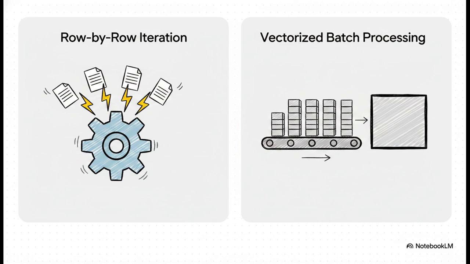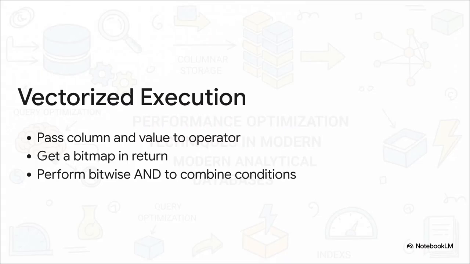By processing data in these tight chunks, vectorized processing minimizes CPU cache misses. Plus, it can take full advantage of SIMD, that's single instruction, multiple data, instructions in modern processors. This allows the chip to actually process multiple values in a single clock cycle. Let's break down a really elegant example that illustrates how vectorized execution works in practice.